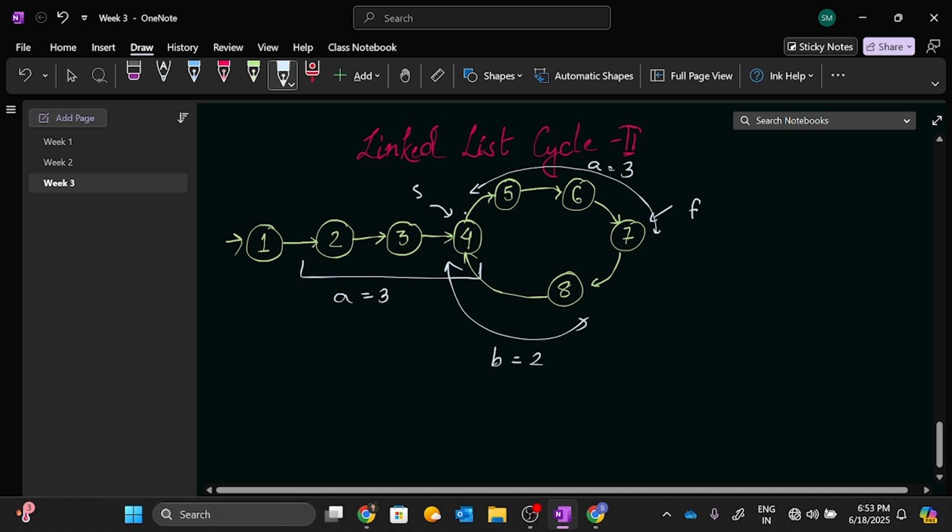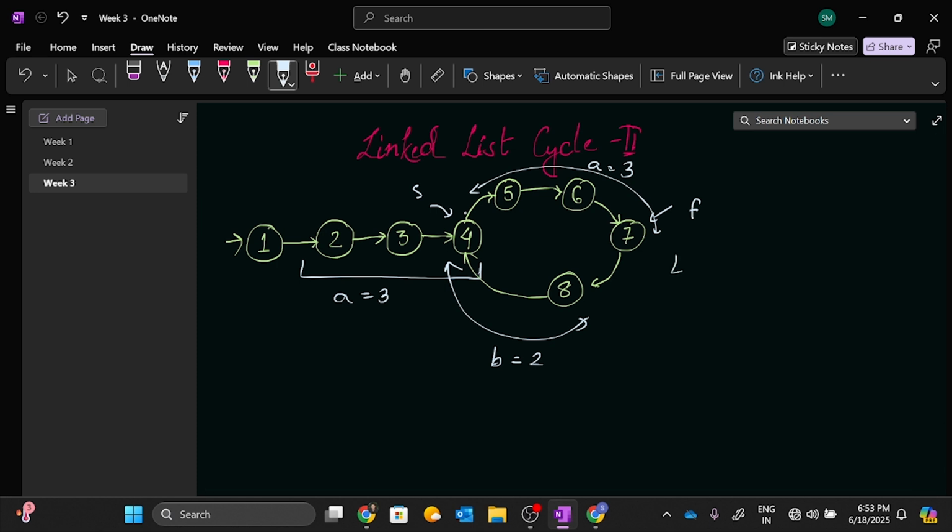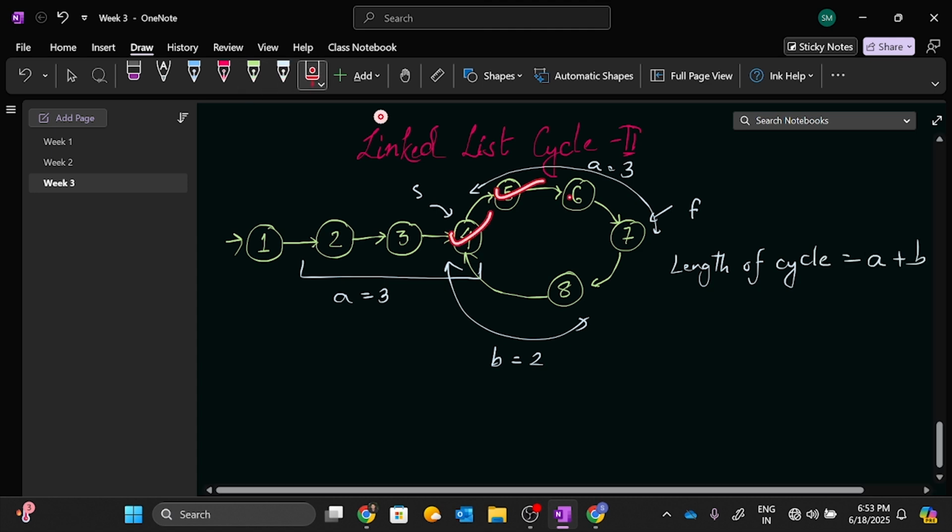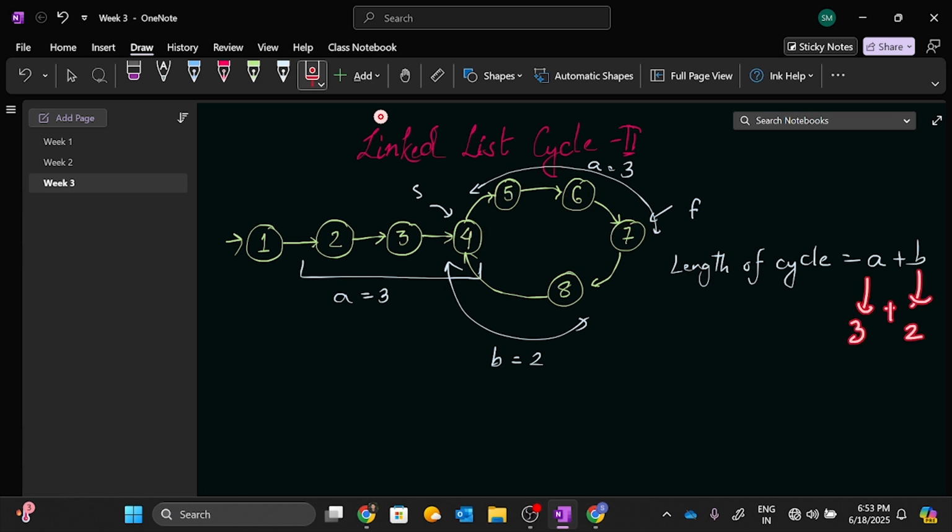Now if I take these things, obviously what is the length of the cycle? The length of the cycle is nothing but A plus B, because how many nodes are there in the cycle? 1, 2, 3, 4 and 5. So the length of the cycle is A, which is 3, plus B, which is 2. This is the length of the cycle, right?